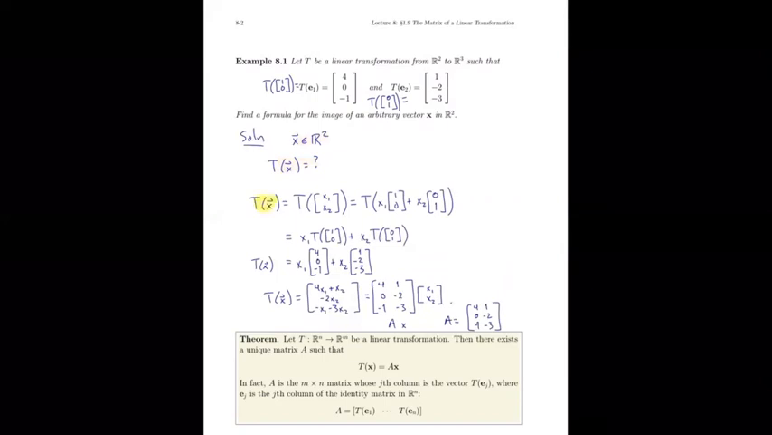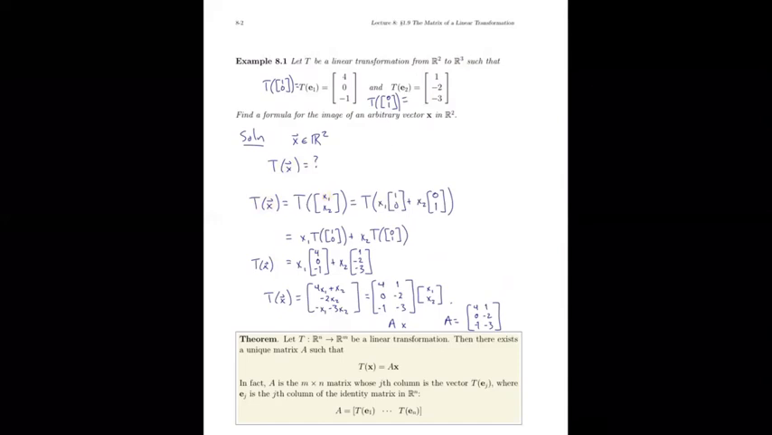So, T of x: anything in R2 has components x1, x2. If we can make this vector look like these two vectors, or a combination of them, we can use the linearity of T to come up with a formula for T of any general vector x, as we have highlighted right here. The trick is to realize that we can split the vector x1, x2 as the vector x1, 0 plus 0, x2.